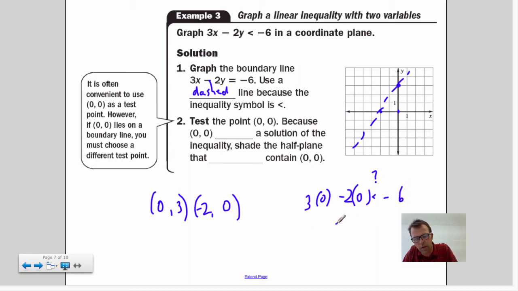So 0 minus 0 is 0. Is 0 less than -6? And again, no, that's not true. So instead of shading the half plane below the line, I'm going to shade this region above the line, the upper half plane.